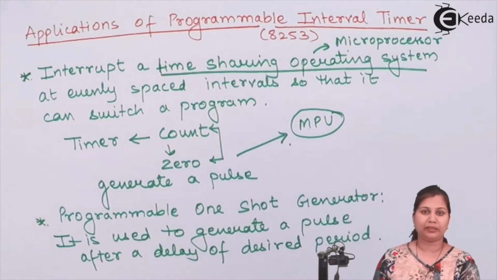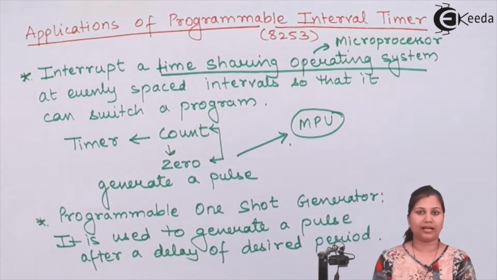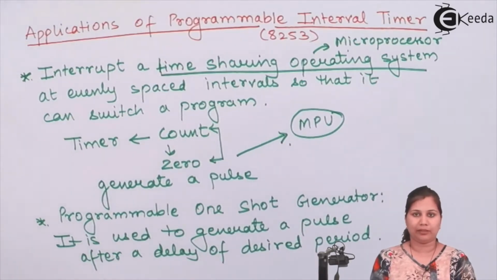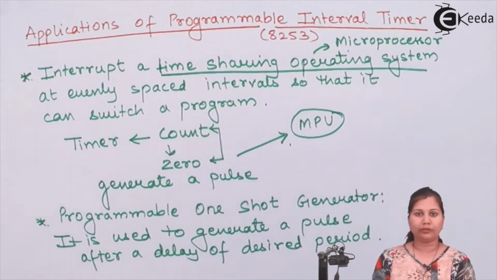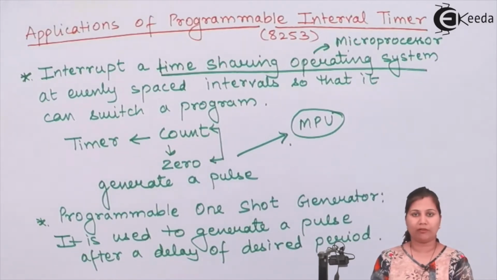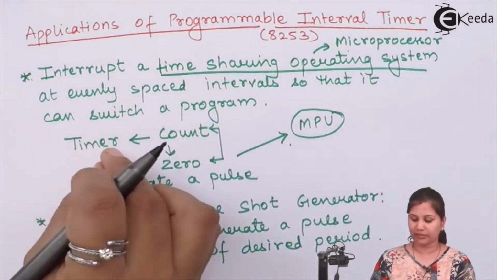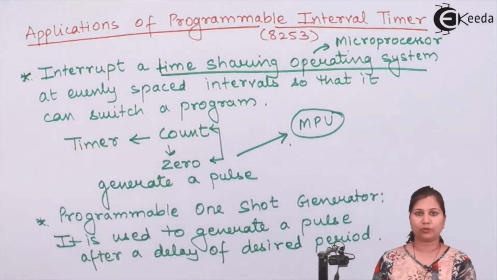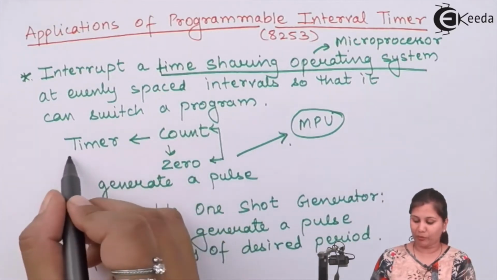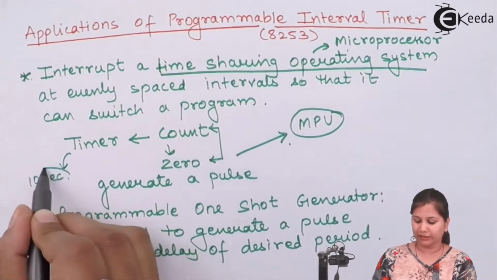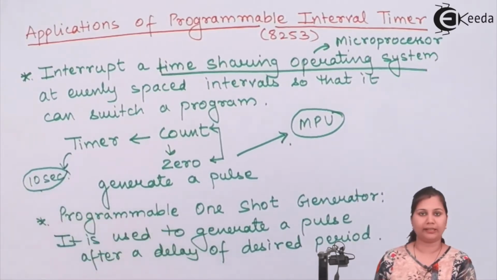Delay of desired period means, for example, if we want a pulse at every 10 seconds time interval, then we are going to load a count which is equivalent to a 10 seconds time delay into this timer, and this timer is going to decrement that count. So this timer is providing the delay of 10 seconds which we want, and after the delay of 10 seconds, it will generate the pulse.